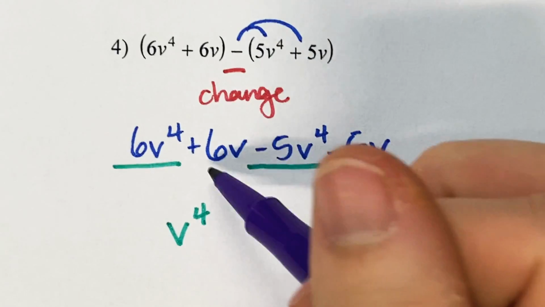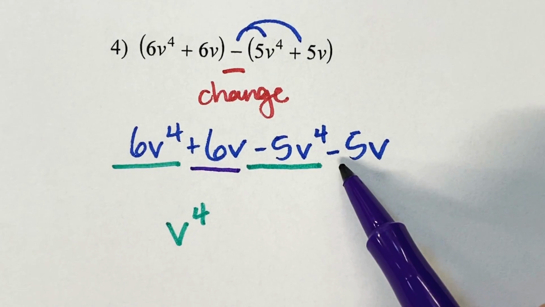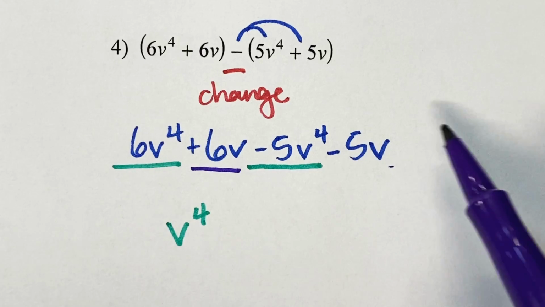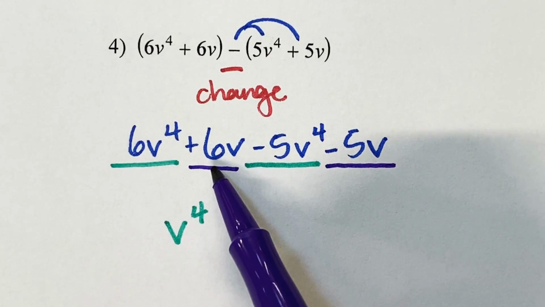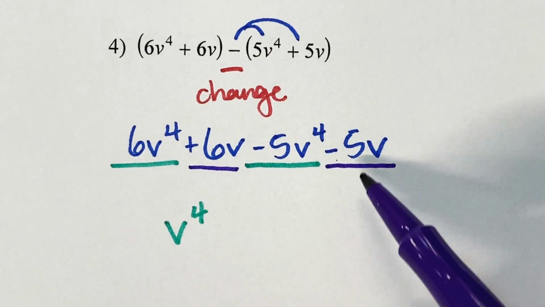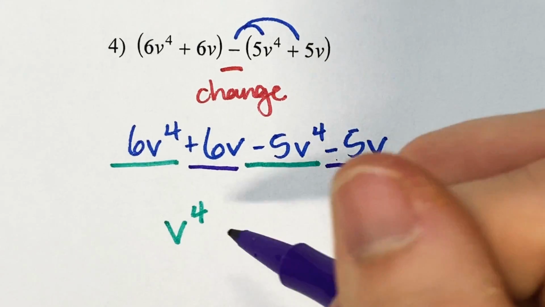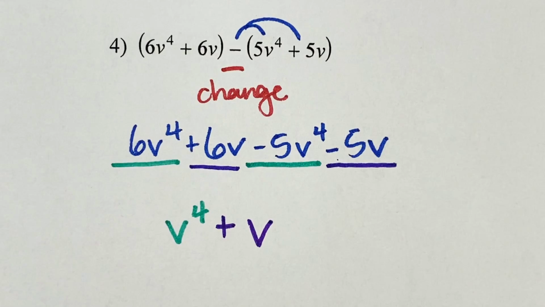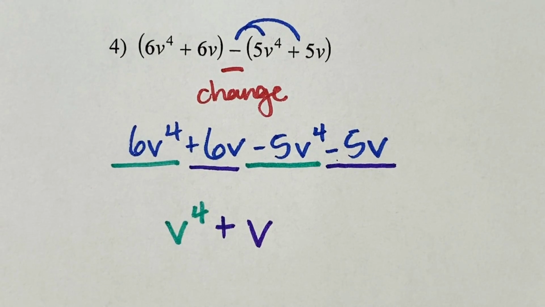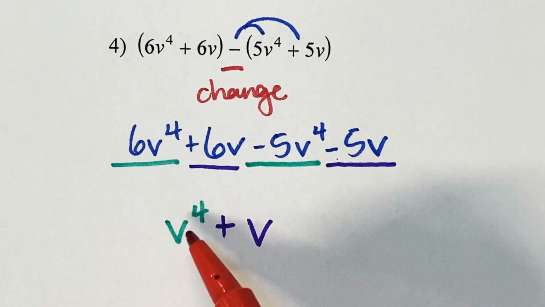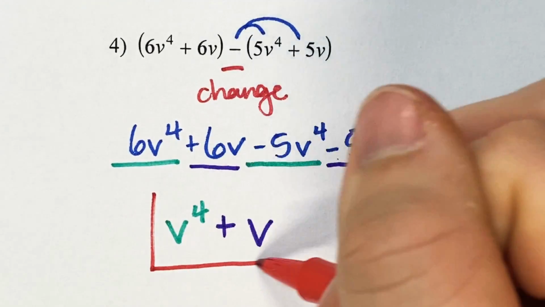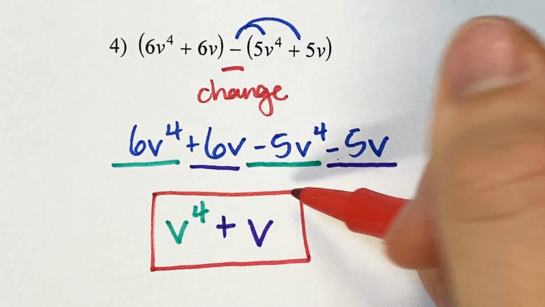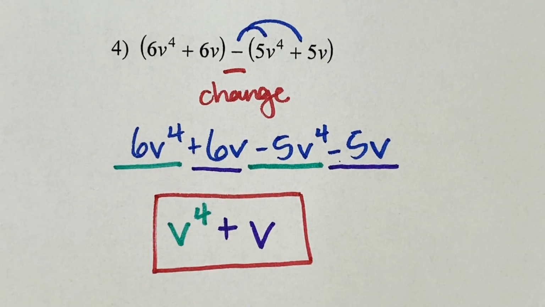Let's look at our next term. We have 6 with just 1v. Does my other one have just 1v? Yes, it does. So these guys are like terms. So we can write 6 minus 5 again is just 1, so positive 1v. These guys are not like terms because one is v to the fourth and one is v to the first power. So that is simplified.